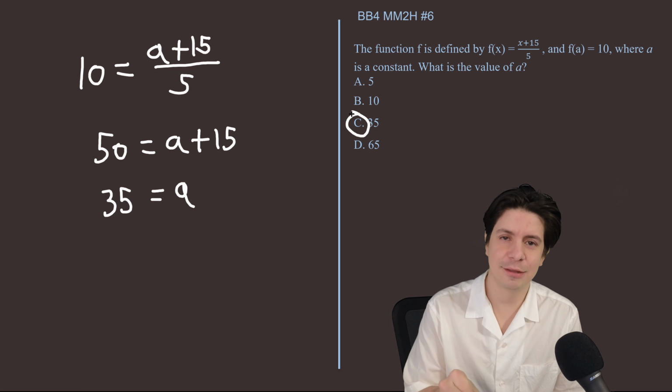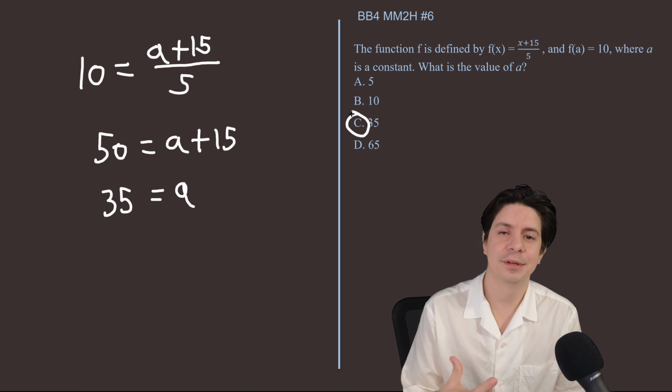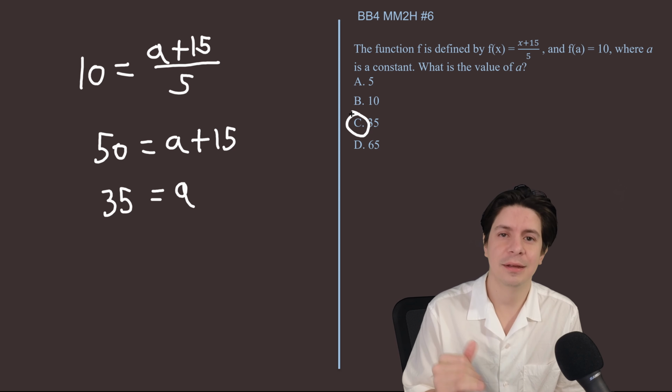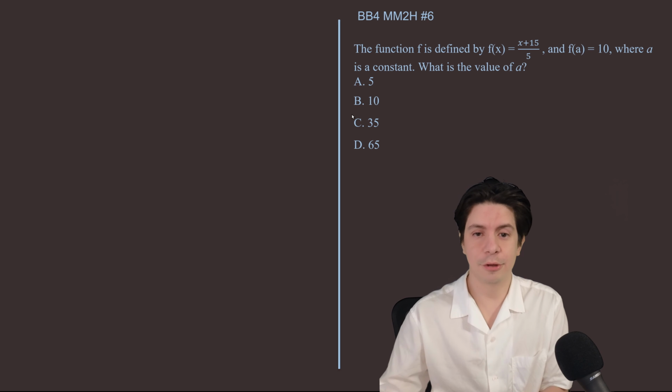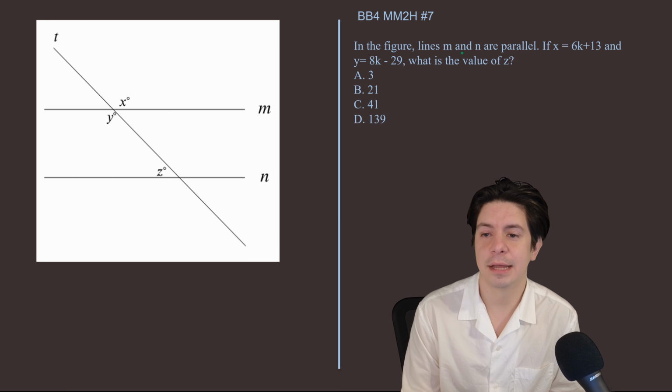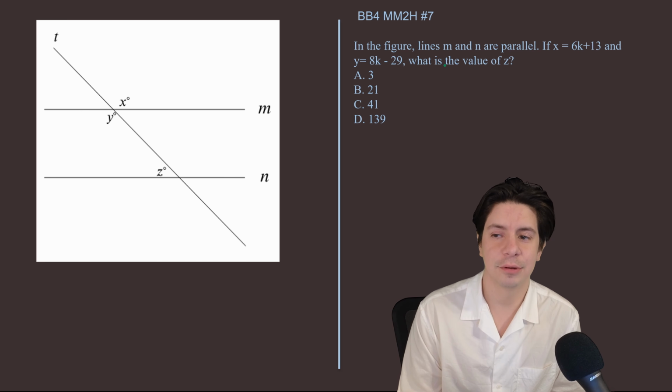Again, easy points at the beginning. You rack those up. So if you miss one or two questions at the very end where they're very hard or you run out of time, it won't hurt too much. The most annoying is when you miss easy questions, honestly. In the figure, lines M and N are parallel. If x equals 6k plus 13 and y equals 8k minus 29, what is the value of z?